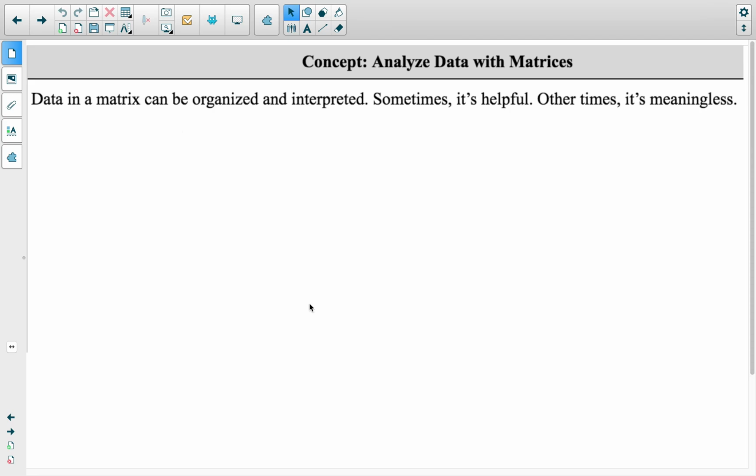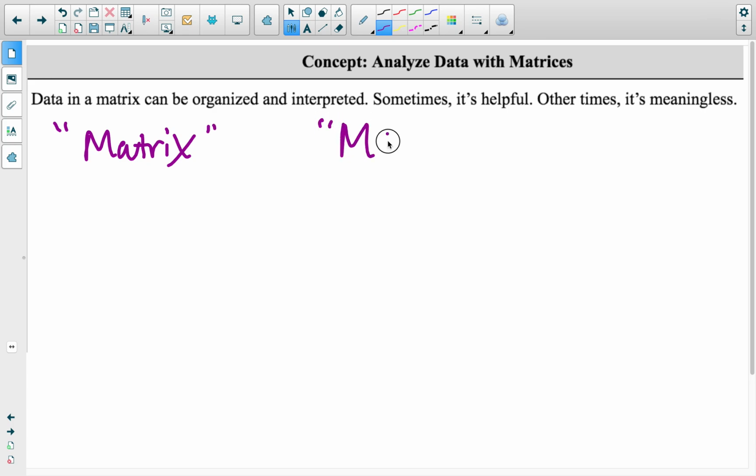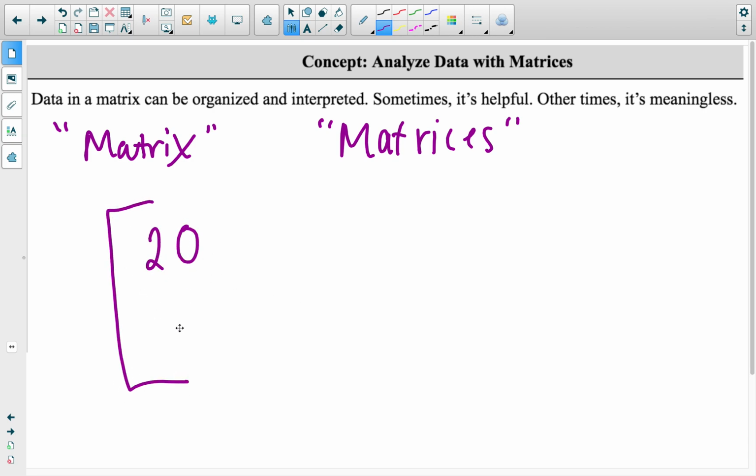So, this concept of matrices, I'm not sure how much you've done with it before, but it should be pretty new to you. A matrix is one, and then matrices, that's the plural. So we have one matrix, but we have many matrices. All right, and it's just a way to organize data. The way that we organize that data is we put it in big brackets, and then we just have some numbers that are kind of floating.